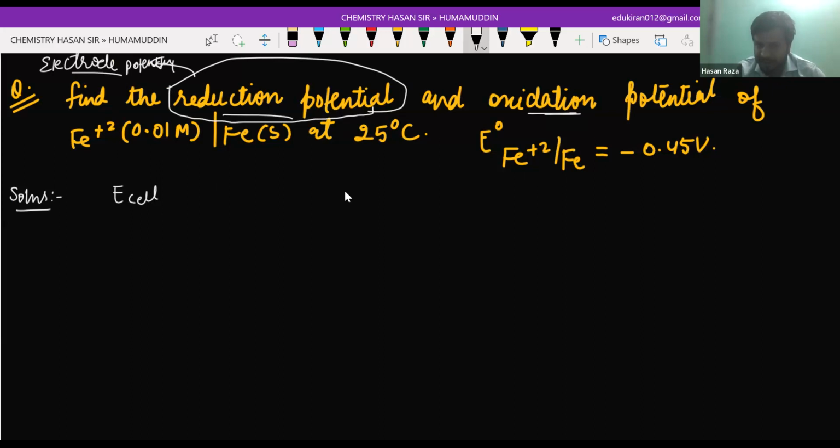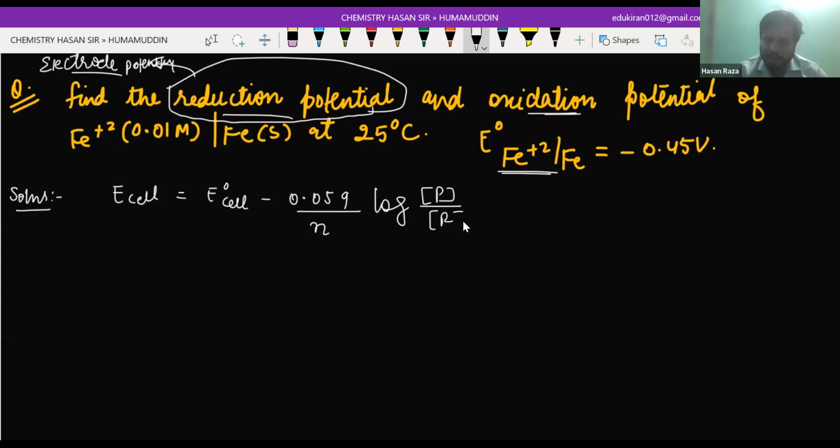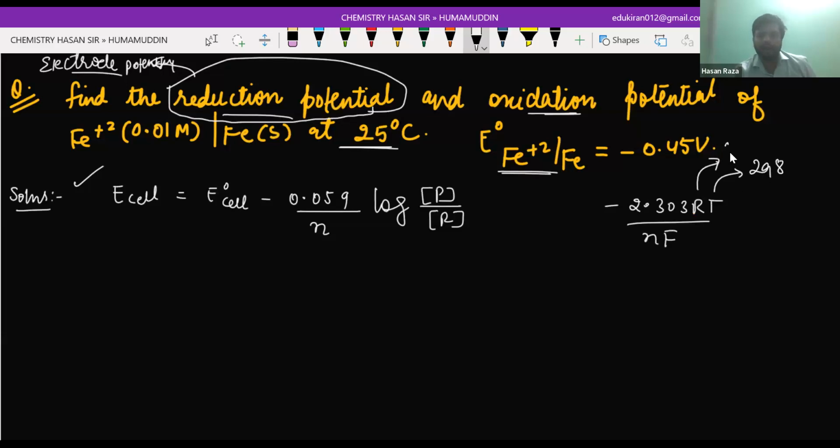And E naught cell is given. So for E cell, you have the formula E naught cell minus 0.059 upon N log of product upon reactant. It's very simple. Now, as you can see, it is at 25 degrees centigrade, so it is at standard condition. That's why we directly used this formula with 0.059. Are you getting my point? There was 2.303 RT upon NF, and if you write the value of R and T at 298 Kelvin, R 8.314 and Faraday's 96,500 Coulomb, then you will get this. Are you getting my point, Austin?